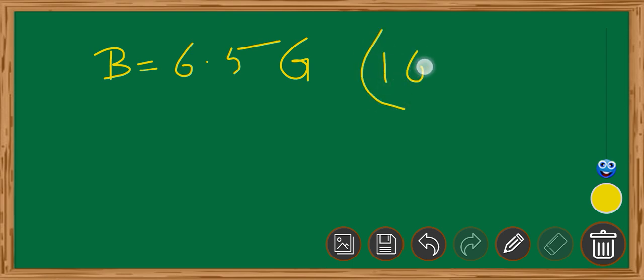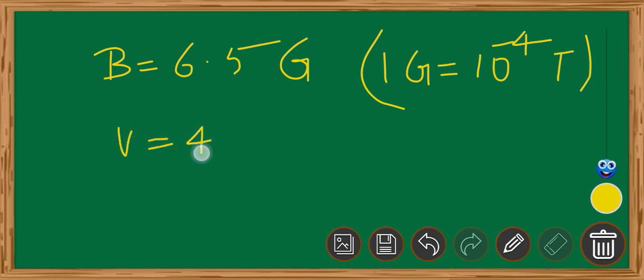It's a simple problem. In a chamber, a uniform magnetic field of 6.5 Gauss, given 1 Gauss equal to 10 raised to minus 4 Tesla, is maintained. An electron is shot into the field with a speed of 4.8 into 10 raised to 6 meter per second, normal to the field. Explain why the path of the electron is a circle. Determine the radius of the circular path.